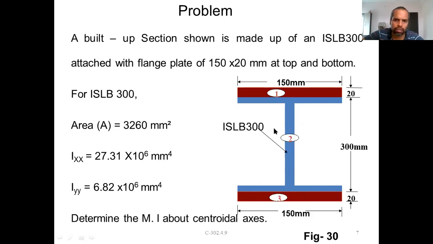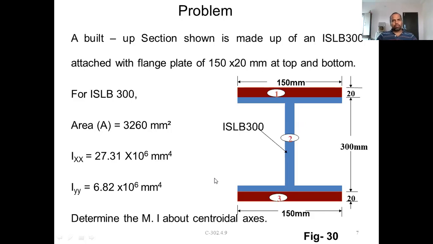There is a given IXX of the I section only, not for the plates. Please remember, these are additional plates. This moment of inertia is not covering them. If that was covered, what would be the meaning of determining the moment of inertia? That's the problem. So the moment of inertia of the I section alone is given to you. Using IXX, IYY, the area and the depth of the I section, and the additional flange plate dimensions, we have to determine the moment of inertia about the centroidal axis of the built up section, including these plates. That's the problem, right?